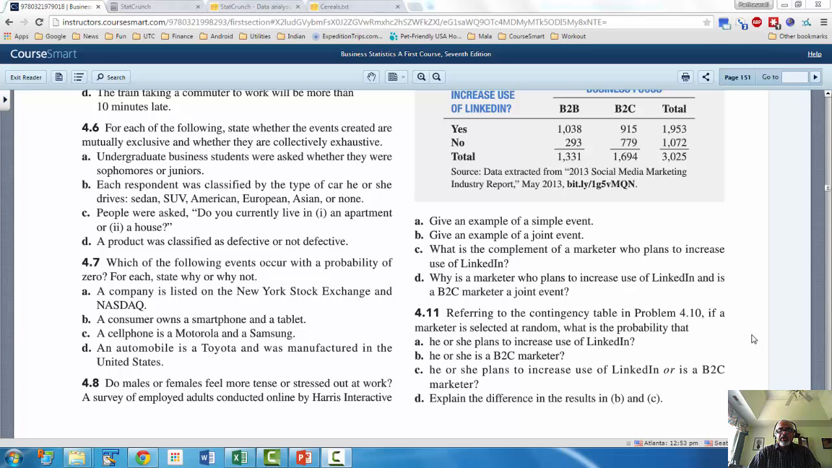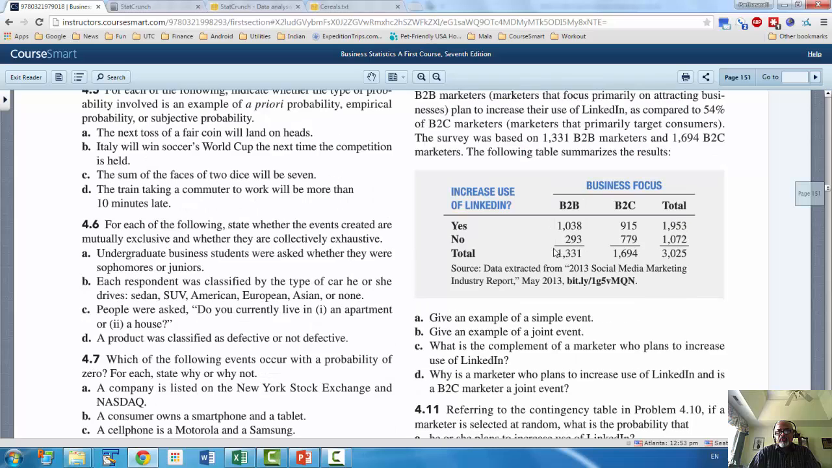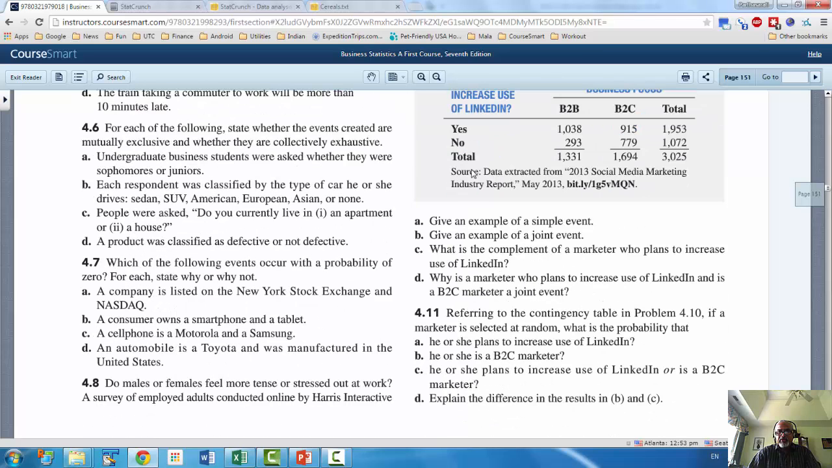Next, let's look at an example where we make some computations, and we will use problem number 4.11, which is a continuation of 4.10 right here. So we'll use the same data and try to answer the questions here.